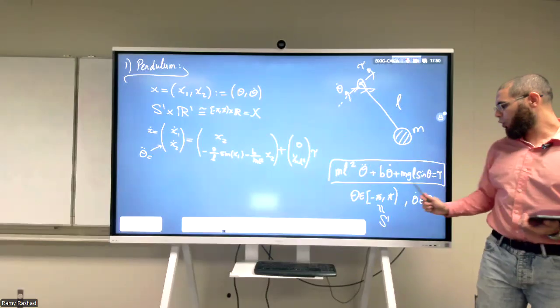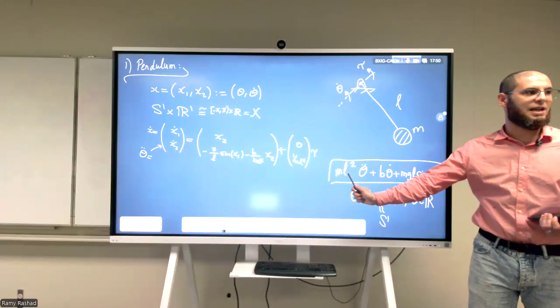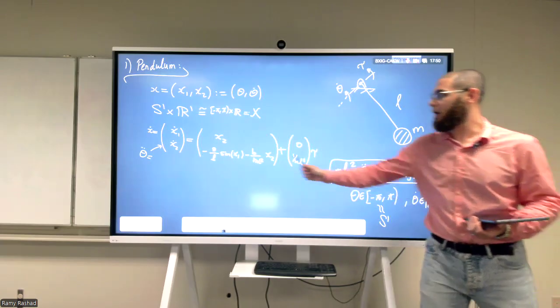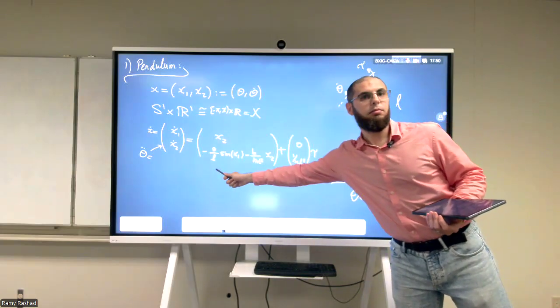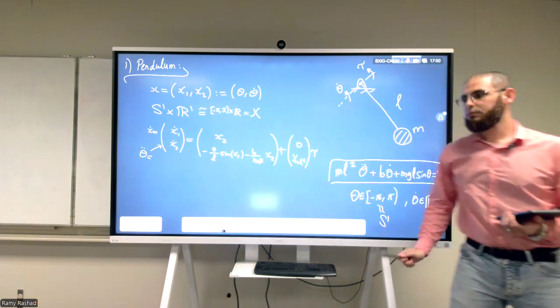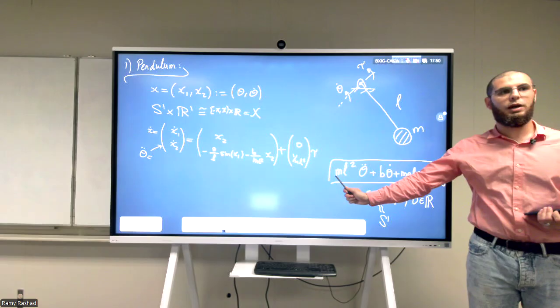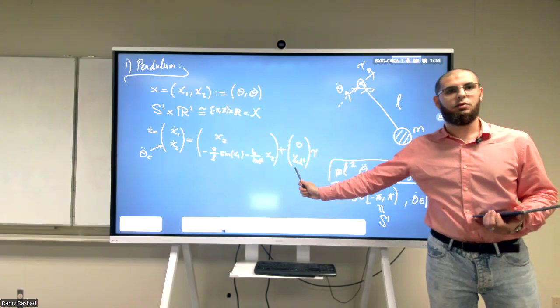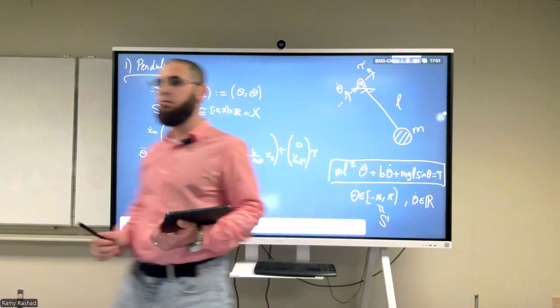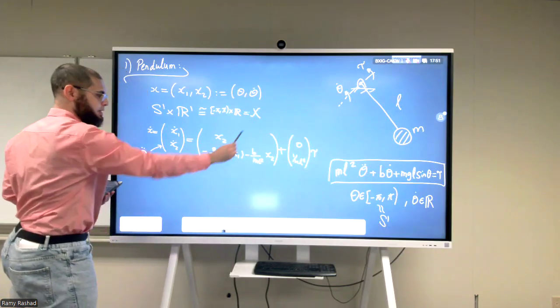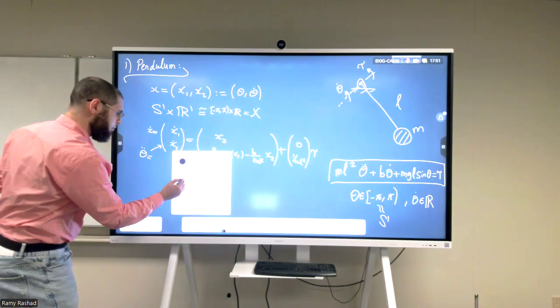So m with m goes, you have one L up, two L's down. Only one down remains, and you have the g on the top. So you have minus g over L sine x1. And then you have the tau. It had nothing here, but when we divide both sides by ml squared, it has a 1 over ml squared like this. You all agree? Make sense?